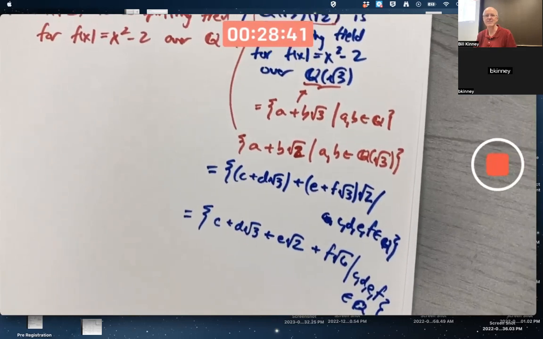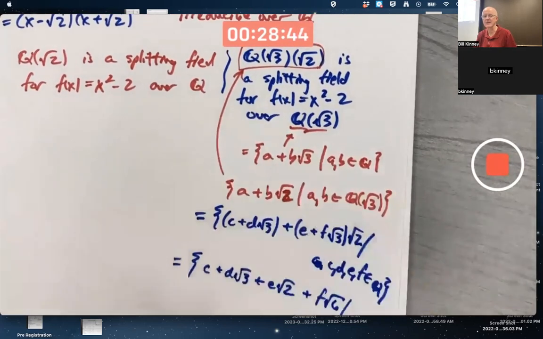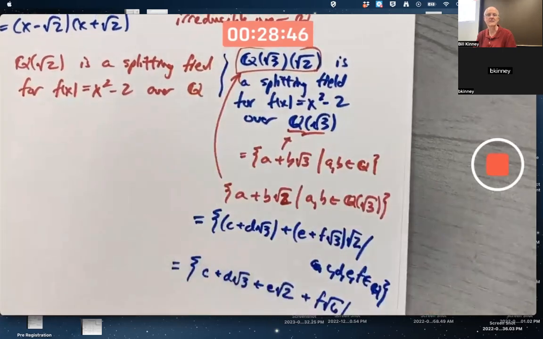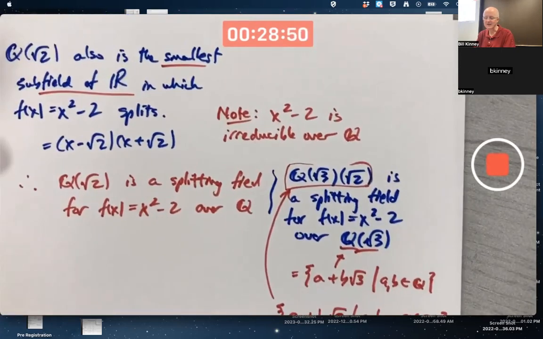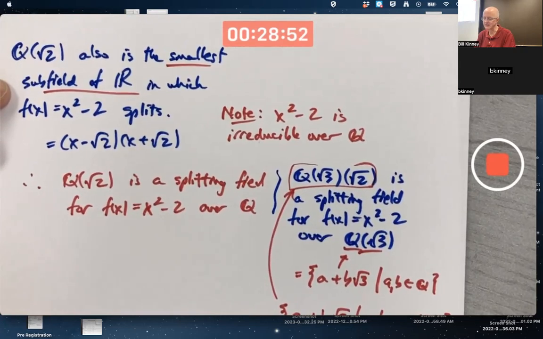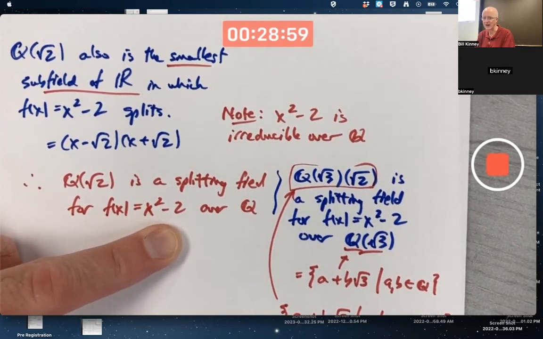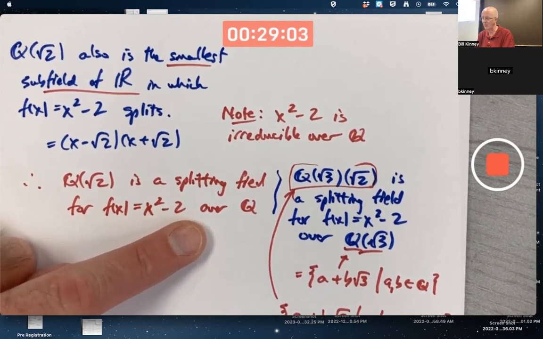So again, this is more than curiosity. This was definitely worth doing. This is fundamental to understanding what's going on here. So reviewing again, we also know Q adjoin square root of 2 is the smallest subfield of R in which f of x splits. Therefore, it is a splitting field for f of x equals x squared minus 2 over the rationals. But again, when you say something is a splitting field, you got to say what it's over.